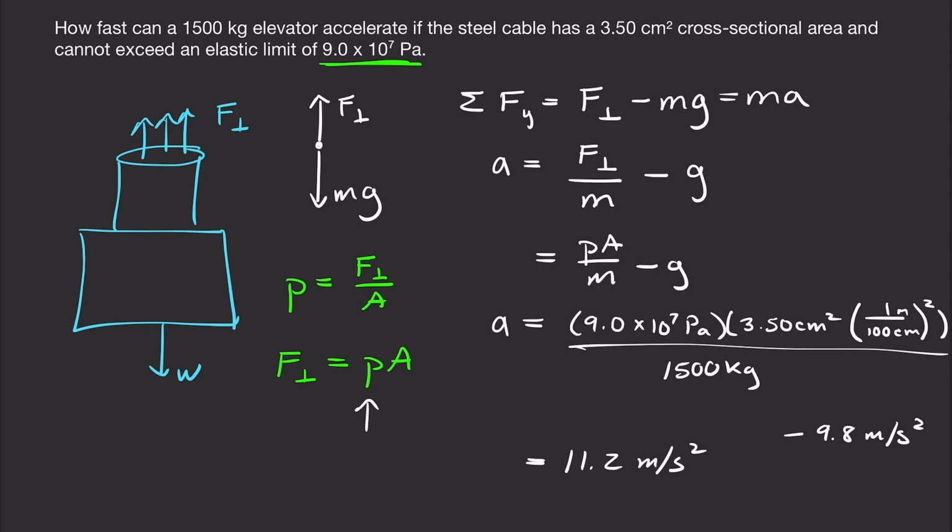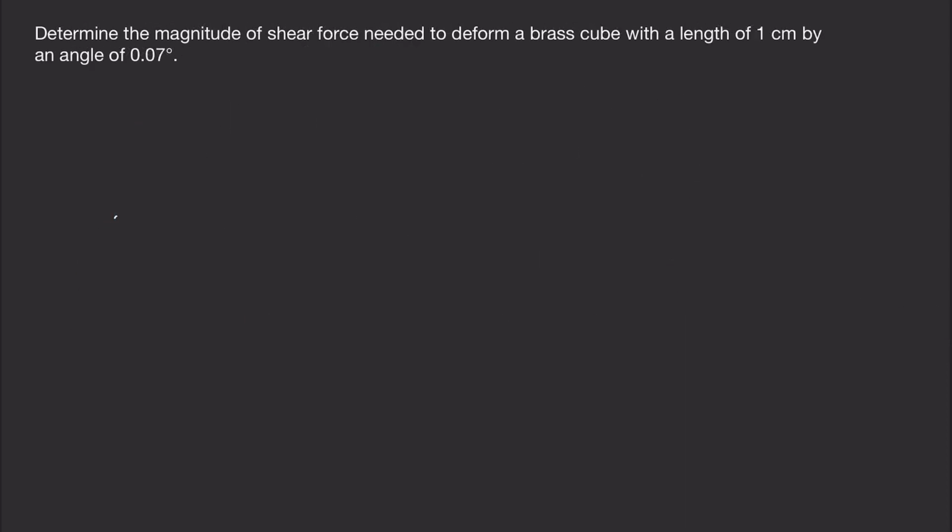So in this problem, it didn't tell us the maximum force that could be applied, but it gave us the maximum pressure or the elastic limit that could be applied. And then we just used the definition of pressure to rewrite that in terms of the force. And then we were able to solve for acceleration using Newton's laws. In the last problem, we wanted to determine the magnitude of shear force needed to deform a brass cube with a length of 1 centimeter by an angle of 0.07 degrees.